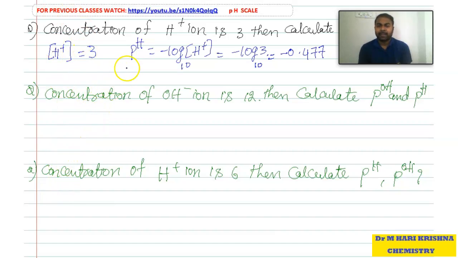Okay students. So the concentration of H plus is 3. Then how to find out pH? pH equal to minus log concentration of H plus, the negative logarithmic value of concentration of H plus.